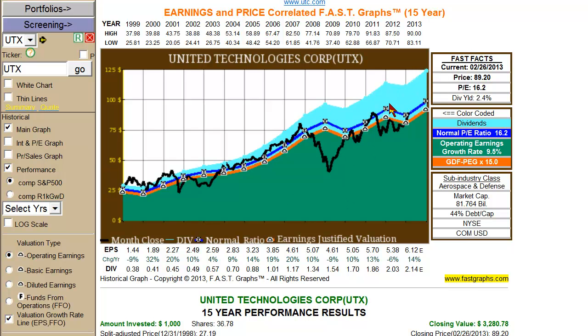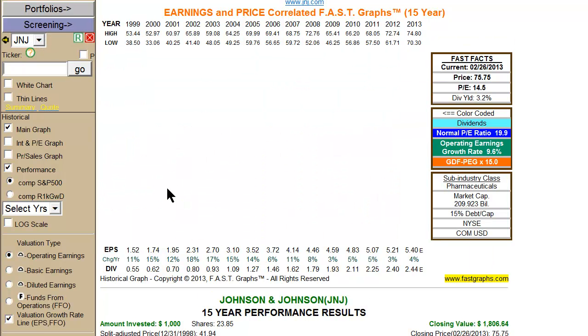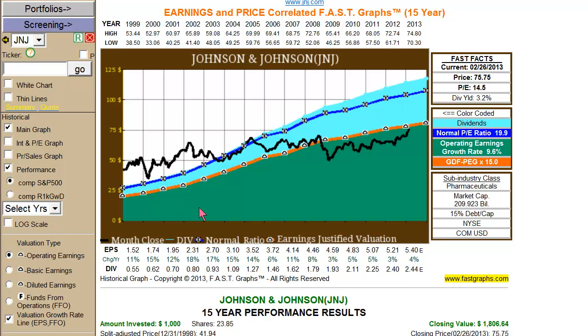We see a dividend yield here of 2.4%, but we see that this company is paying out a relatively high portion of its dividends versus earnings. But the key is you can really see that the graph helps you determine when the best time to buy, sell, or hold. With our next example, we're going to look at Johnson & Johnson.